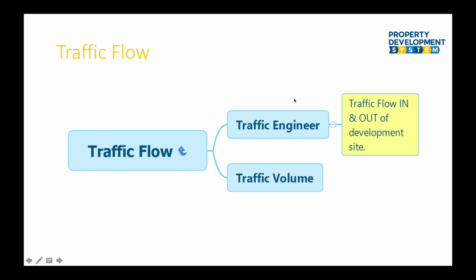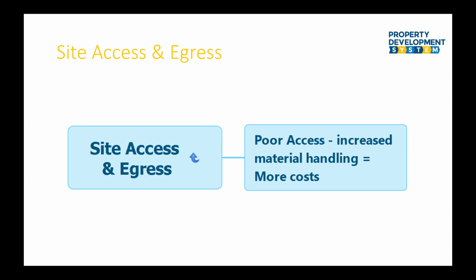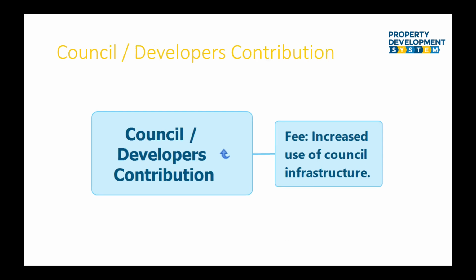You need a traffic flow. Now, the council may ask for this as a part of permit conditions and say, look, provide an engineering report when you go and get the endorsed drawings, or they might ask for this at the planning stage, because before they allow you to increase the density of a site, they want to figure out how the traffic is going to flow in and out of the development, what the volume is going to be. So site access and egress, they want to figure out how people are going to get in and get out. Poor access means increased material handling, which means more cost.